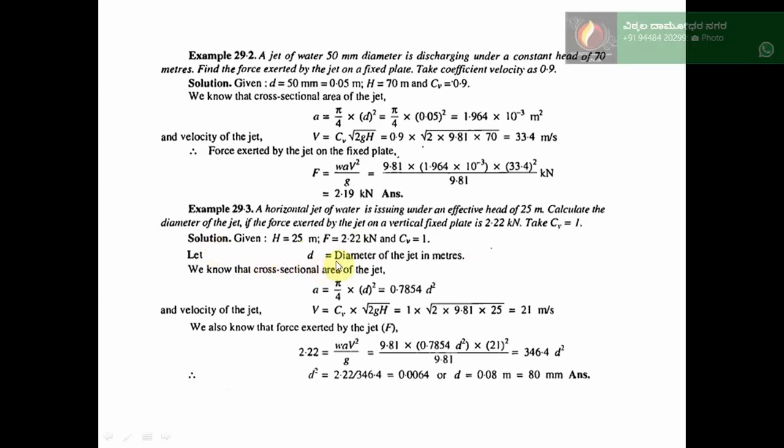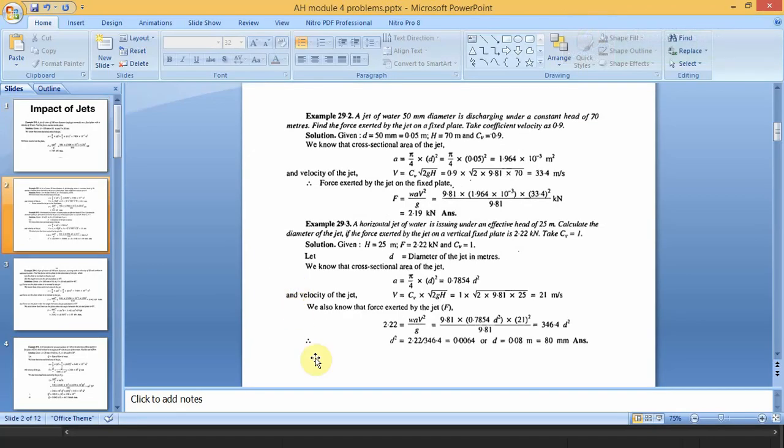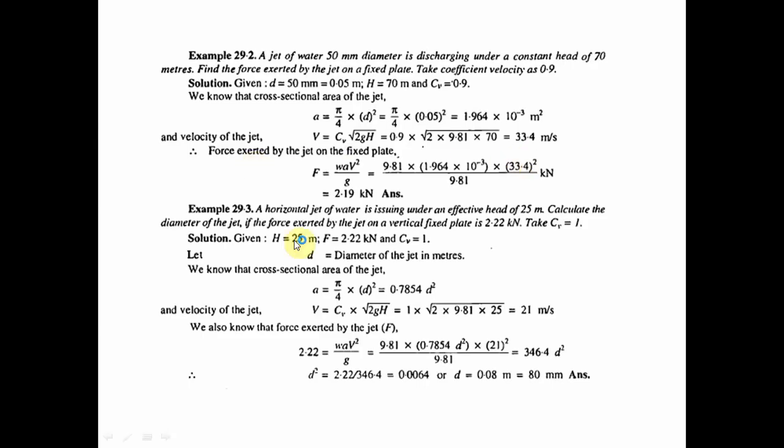So let the diameter of the jet be d in meters. We know that cross section area of jet is pi by 4 into d square, that is equal to 0.0785 into d square. And the velocity of jet v is equal to Cv into root of 2gh, that is equal to 1 into root of 2 into 9.81 into 25, that is equal to 21 meters per second.